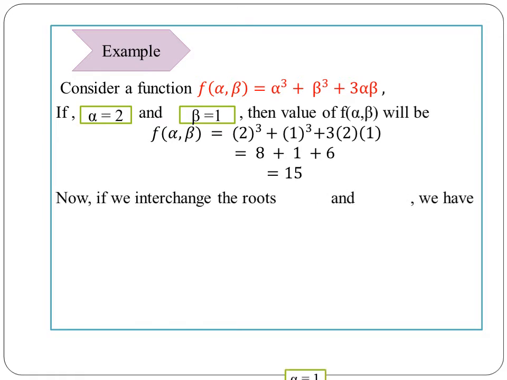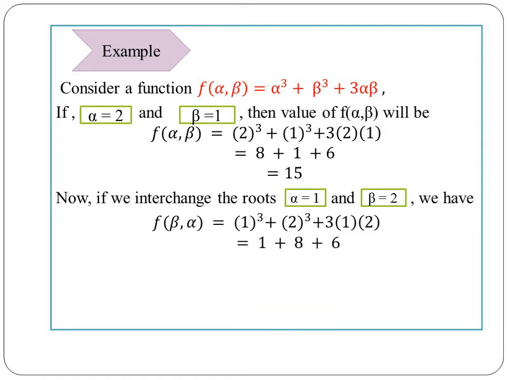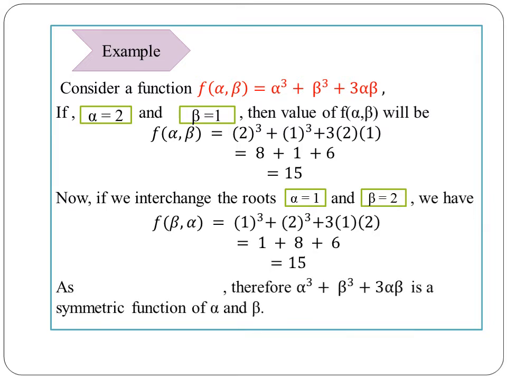Now, if we interchange the roots and put alpha equal to 1 and beta equal to 2, and putting the values in the function, we will get f of beta alpha is equal to 1 cube plus 2 cube plus 3 into 1 into 2, which is 1 plus 8 plus 6, and it will give you the answer 15. So students, did you notice that f of alpha beta is equal to f of beta alpha even if we interchange the roots? Therefore, alpha cube plus beta cube plus 3 alpha beta is a symmetric function of the roots alpha and beta.